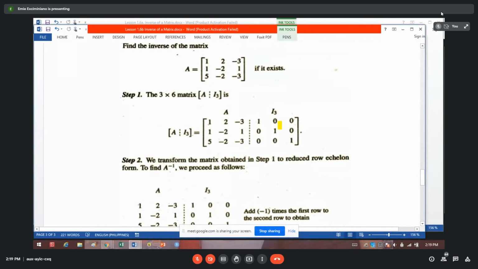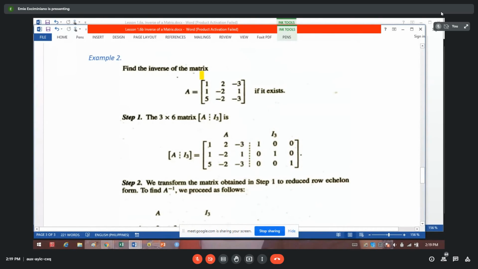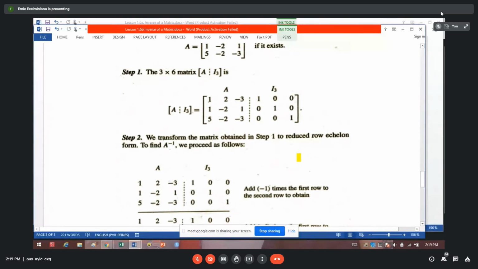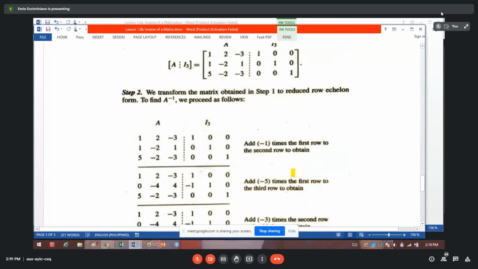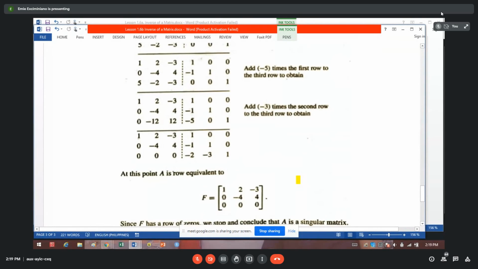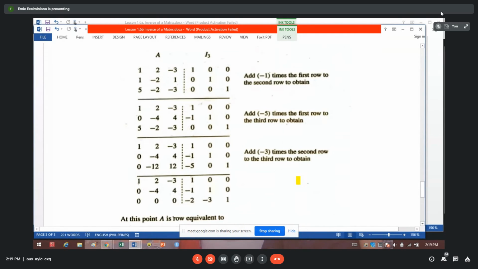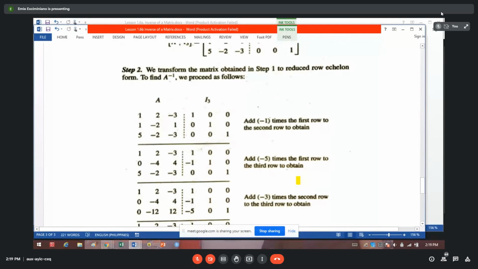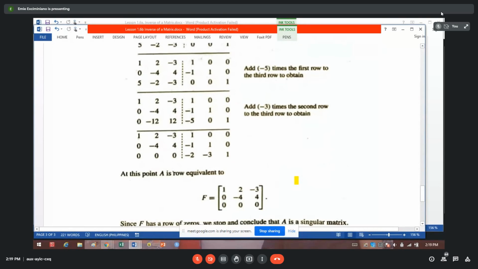Example niyan, ito. Okay. Find the inverse of the matrix if it exists. So, it is a 3 by 6 matrix. Okay. Reduce it to its reduced row echelon form, or transform it to its reduced row echelon form.